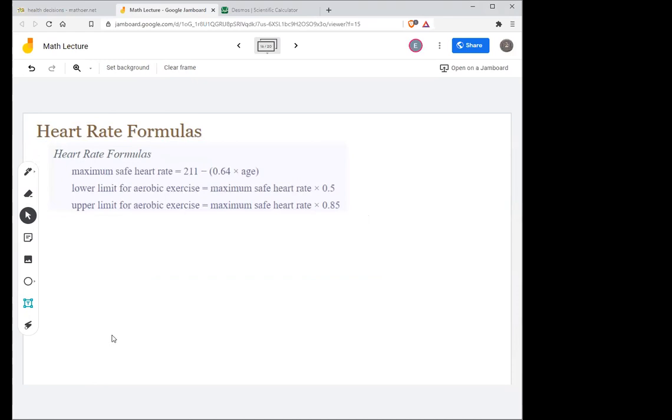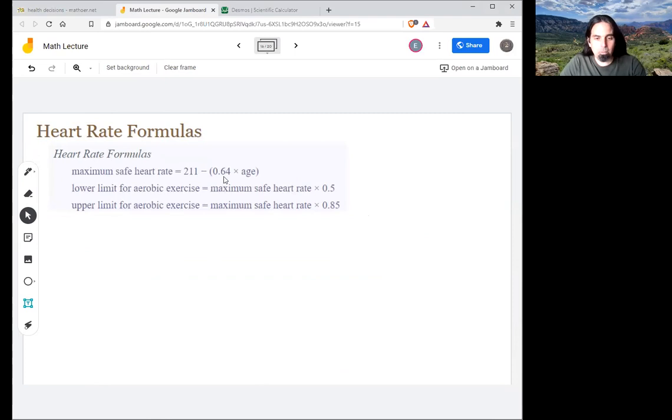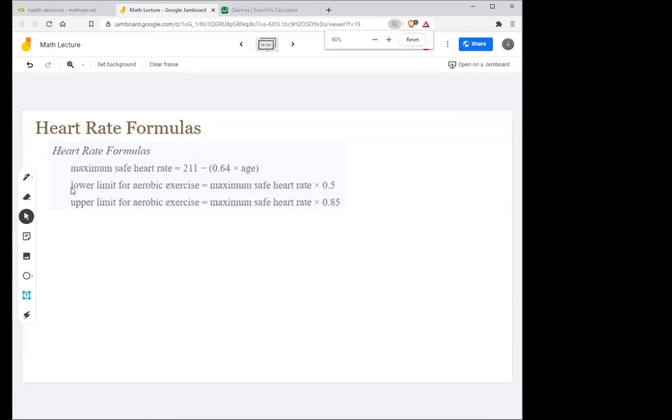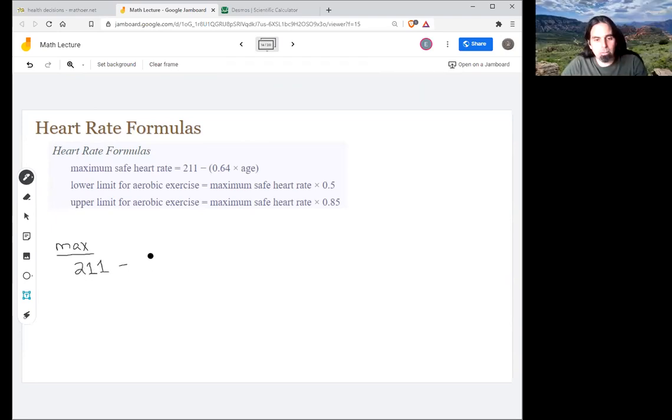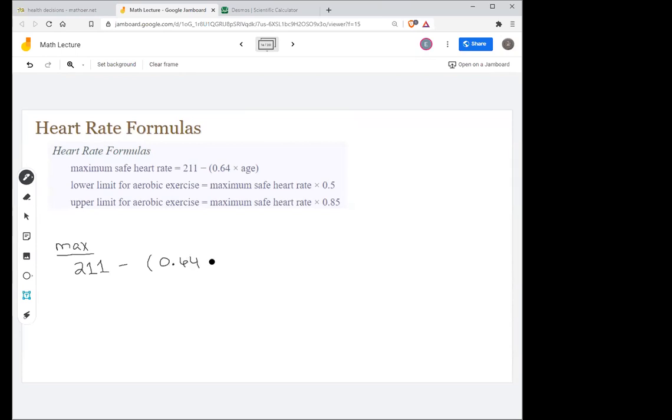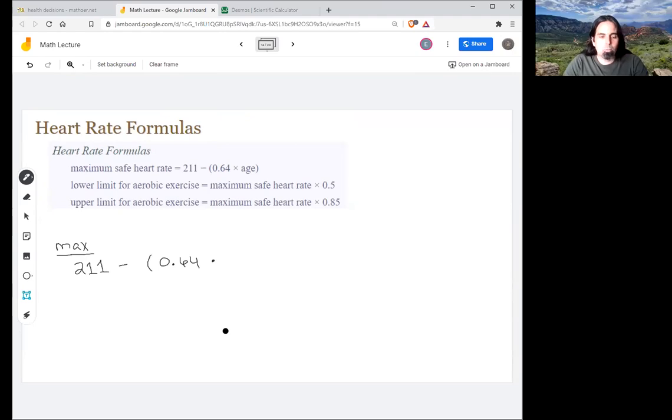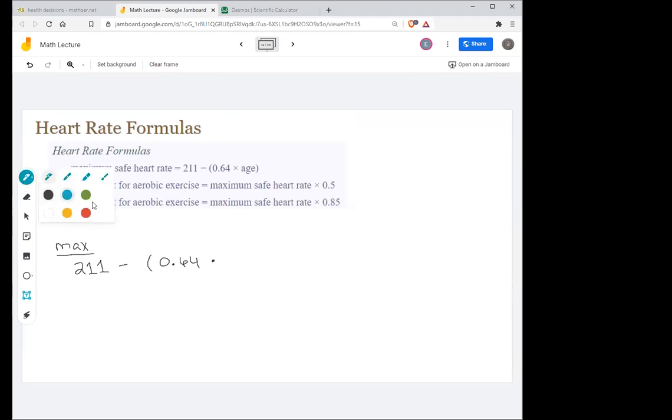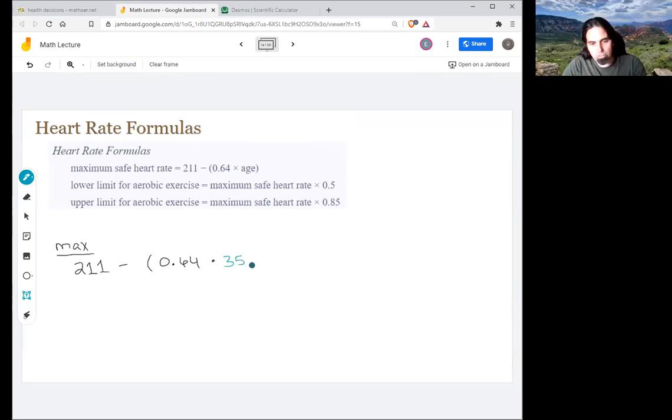The maximum safe heart rate, how to find that, you would do 211 minus 0.64 and multiply by your age. Okay. And that's the way that you find your max heart rate, I guess, like the guideline. Maximum meaning if my heart rate gets this high, I should calm down and not exercise like this anymore, or I might hurt myself. Yes. Okay, what age are we using in our example problem? 35 years old. 35 years, okay.